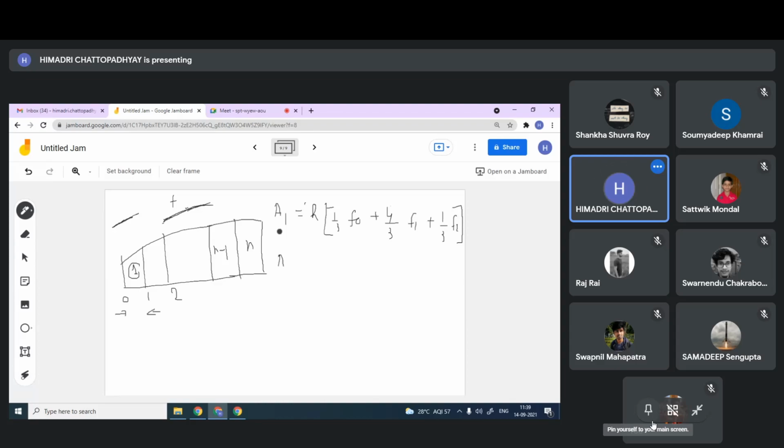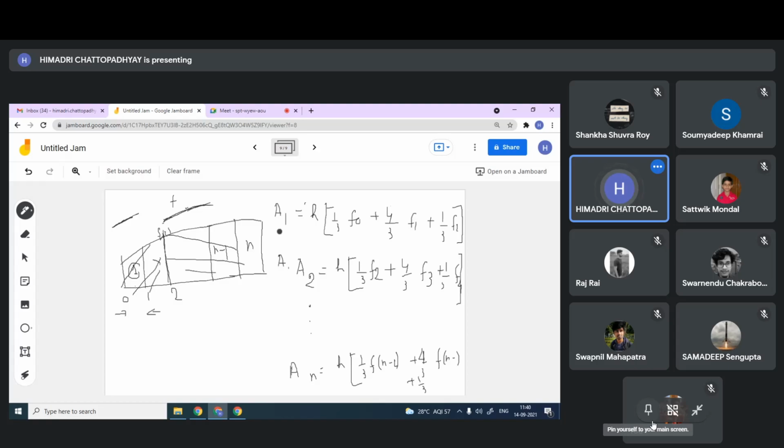Similarly, the second part of the area. I have taken 0, 1, 2, so the first part is set. The second part will be this. Area 1 is 0, 1 and 2. Now the second part, A2, will be h times 1/3 F2 plus 4/3 F3 plus 1/3 F4. This way you will proceed, and the final piece will have h times 1/3 F(n minus 2), 4/3 F(n minus 1) and 1/3 Fn.